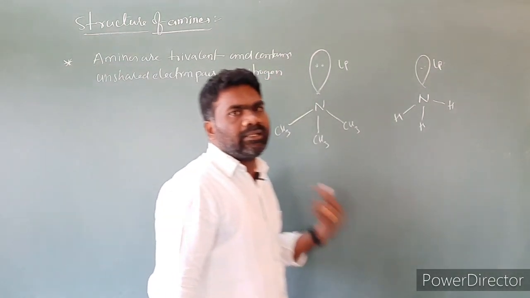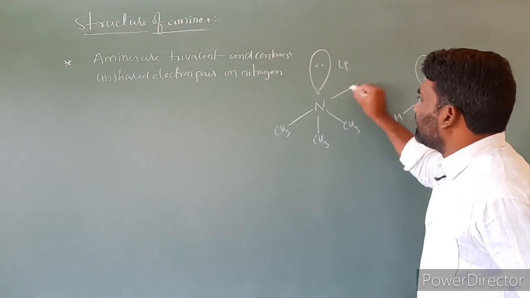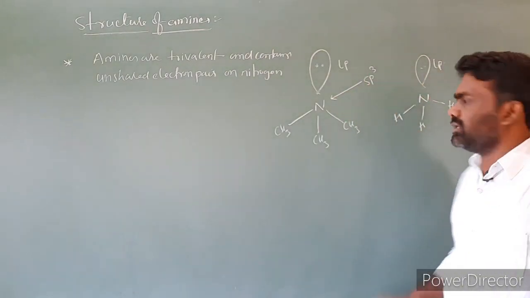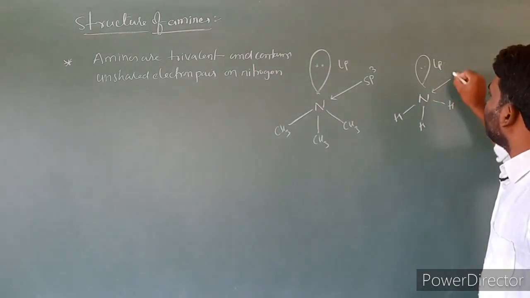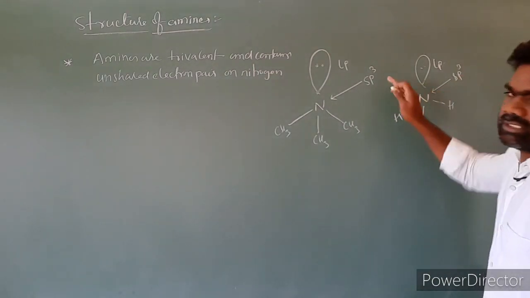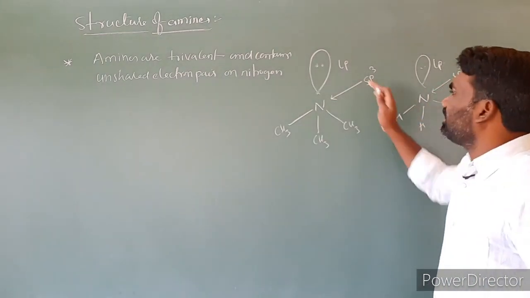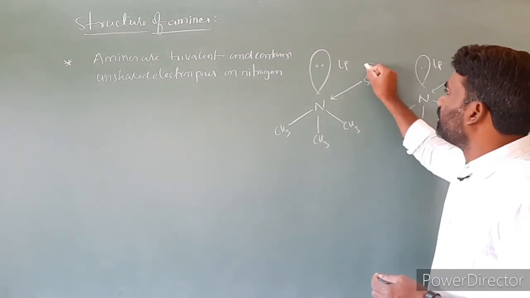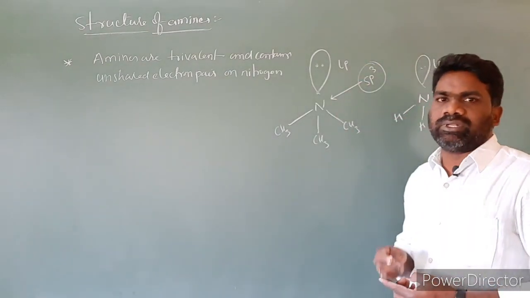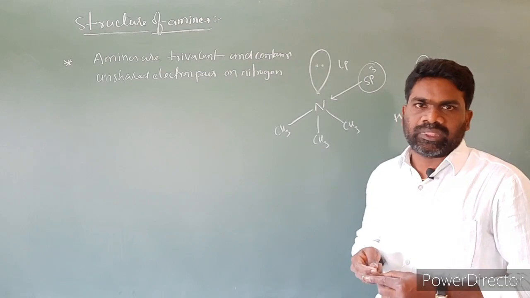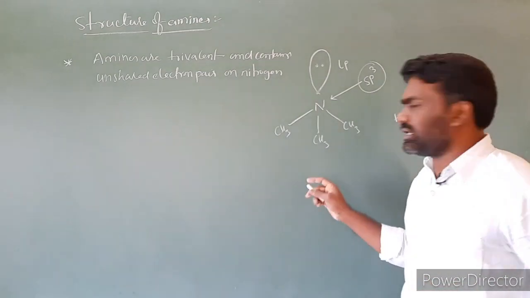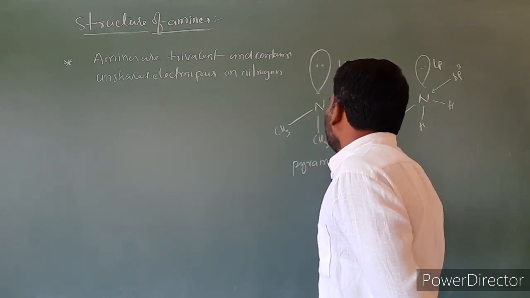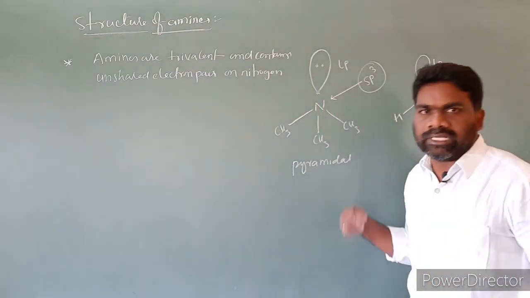Point number 2 regarding the hybridization. The nitrogen in the amines undergoes sp3 hybridization. Even in ammonia, nitrogen undergoes the same hybridization. Even amines have the same hybridization, sp3 hybridization. Actually, the shape of an sp3 molecule is tetrahedral. But in this case the molecule is not tetrahedral, it is pyramidal.